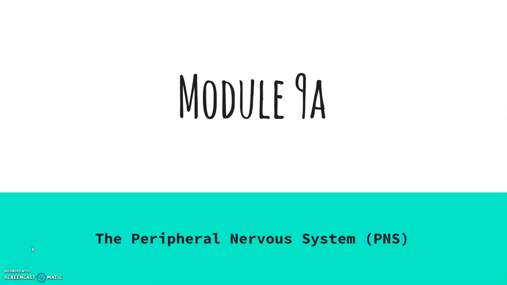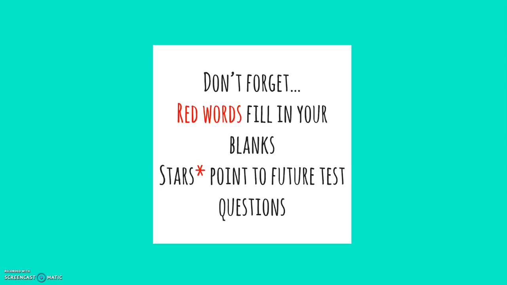We are going to start Module 9A, and this is the peripheral nervous system. Last week was the central nervous system. Now we're moving on to the peripheral nervous system. Don't forget, red words on the slides will fill in the blanks on your guided notes. Stars throughout the slide presentation point to future test questions.